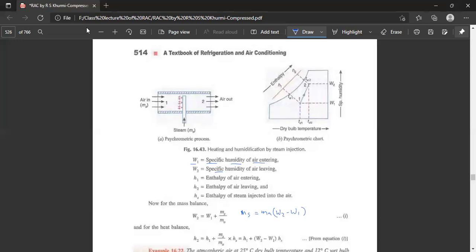That will be the mass of the steam which is absorbed. This is the weight of moisture per kg, so multiplying by the mass of air gives the moisture in the leaving stream of air, and the mass of the moisture present in the incoming air. The difference is the moisture of the steam injected, the mass of the steam injected in this system.